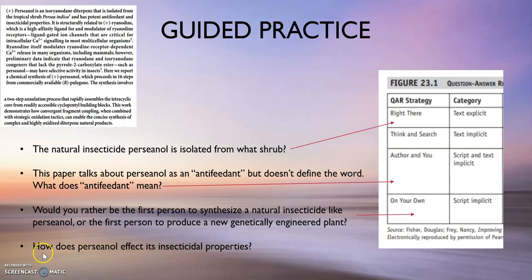Okay, last question. How does prosaenol affect its insecticidal properties? This is a think and search question. There are 2 different passages in the text where the reasons behind the insecticidal properties are discussed. The student has to combine those and synthesize them into an answer, but everything is in the text. So it is text implicit.